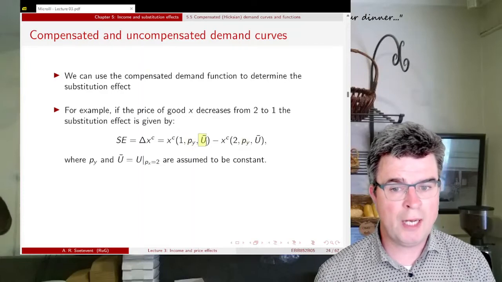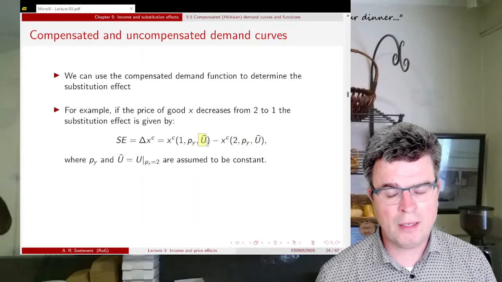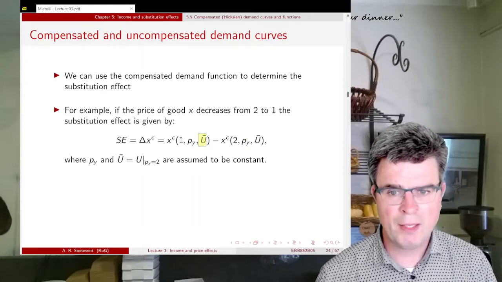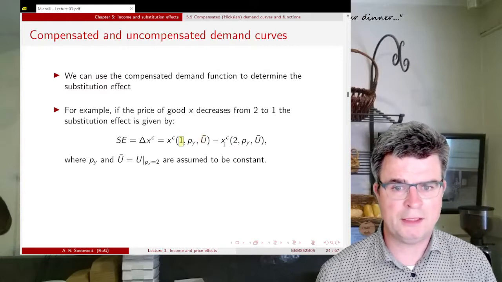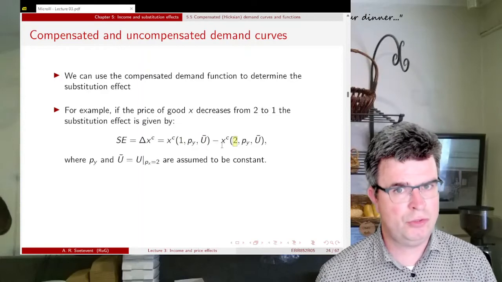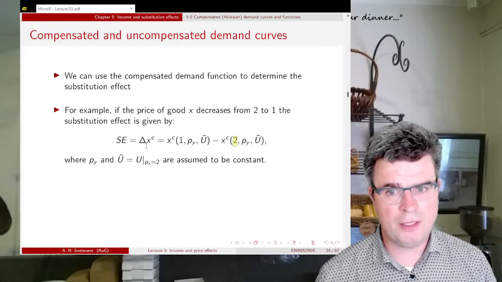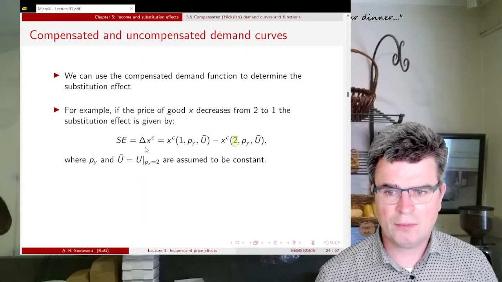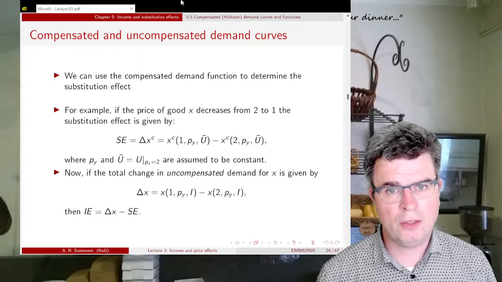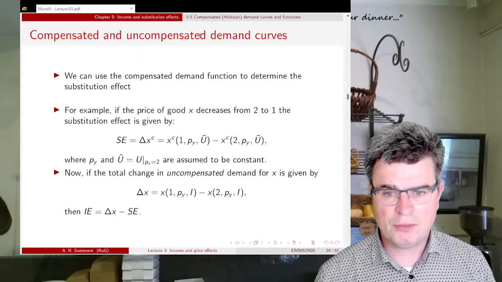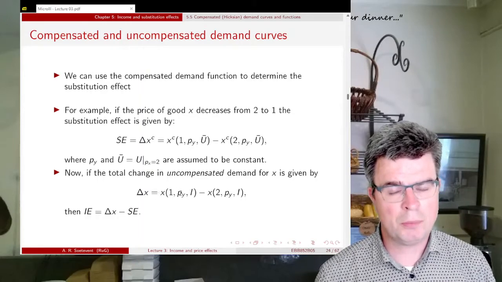We want to tie the individual to the same indifference curve, which fixes the utility level at the initial level, U bar. And the thing that changes is the price of good X. So the new price is 1 and the old price is 2. So the substitution effect is a change in compensated demand, and the total effect, so the total change in demand for good X, is equal to the difference in the uncompensated demand.